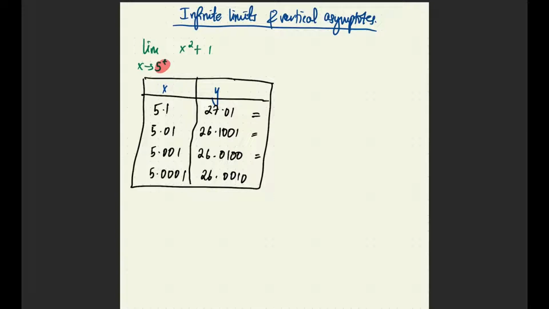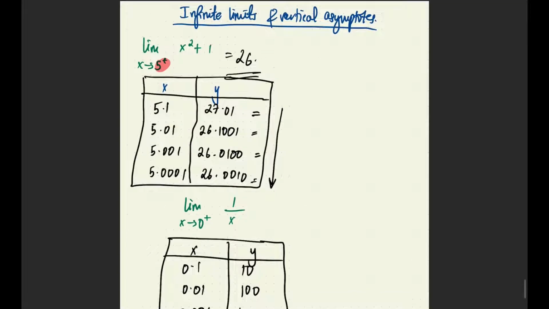And finally, when x is almost 5, right? It's very, very close to 5. When x is 5.0001, the y value is 26.001. So like we just discussed in the numerical approach of calculating limits, we know that as we're approaching 5 from the right-hand side, the y value is getting closer and closer to 26, one particular number. Hence, we can say that this limit is equal to 26 because as x gets closer and closer to 5 from the right-hand side, the y values are getting closer and closer to one particular number, which is 26.